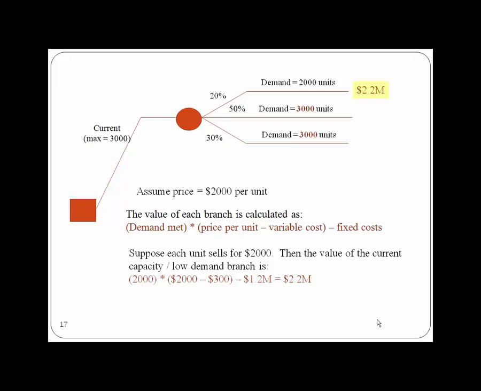So the value of the current capacity / low demand branch is going to be 2,000 times the difference between $2,000 and $300 minus 1.2 million, and that comes out to be 2.2 million. And I've shown that right here. The value of that branch is 2.2 million if this is what occurs.